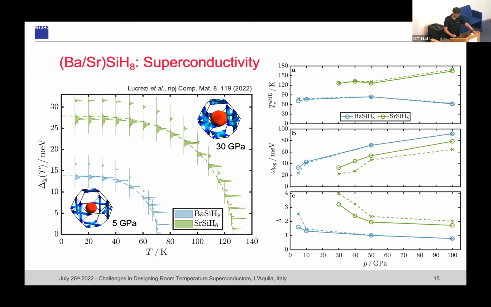Right. And if you then monitor the dependence of Tc with pressure, you get, again, a very similar picture as with the other clathrates, so that Tc is rather constant through this whole pressure range that we looked at. So for the barium here, for the strontium here, and again, partially due to these two competing or canceling effects of lambda and omega log.